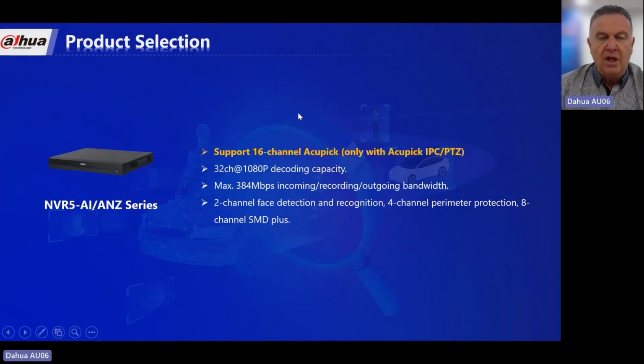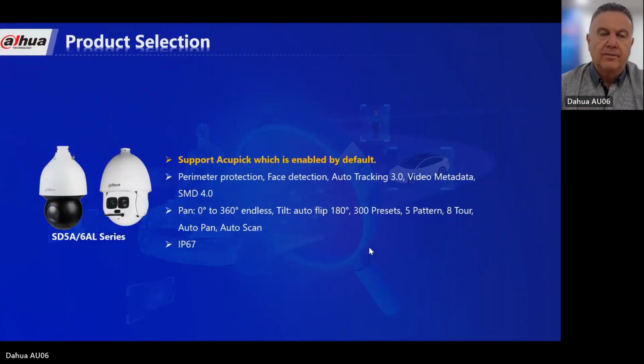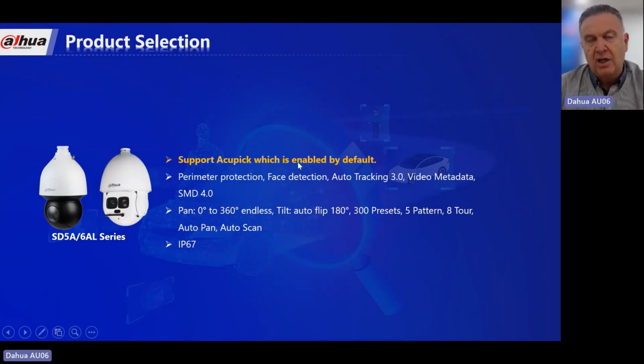The NVR supports 16-channel AcuPick only with AcuPick IPC and PDZ cameras. With regard to the PDZ, it supports AcuPick, which is again enabled by default. As you take these models, the SD5A/6AL series PDZ, from the box, you know it's ready to go with AcuPick. And there you have it.